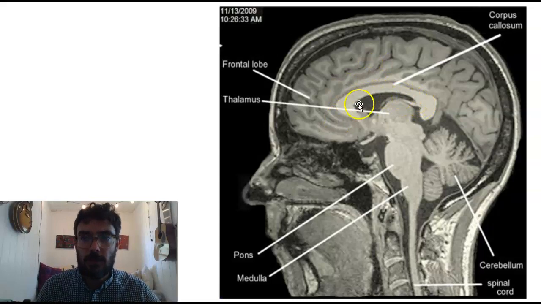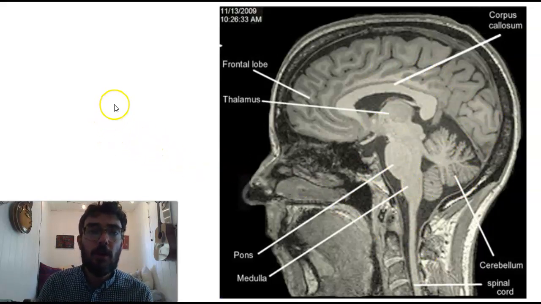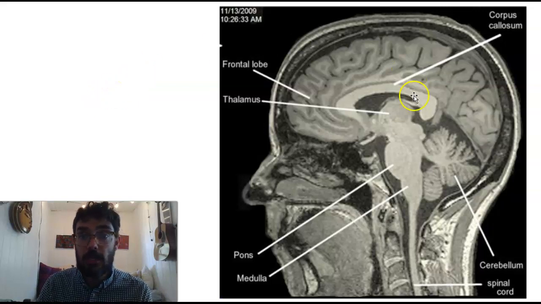You can see some structures: corpus callosum, there's the thalamus in here, the frontal lobe, occipital lobe back here, cerebellum, brainstem, and spinal cord. So this MRI allows you to take a still shot of just the structure of the brain. If you're looking for something like a tumor or some sort of physical abnormality in the brain, this is a perfectly fine way to do that. And you can take them from all kinds of angles.